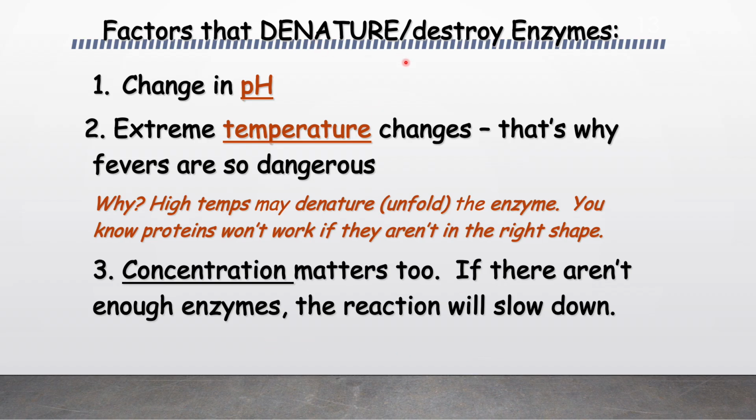So when you say denature an enzyme, you're destroying the enzyme. The shape of that enzyme is going to change. If you have a change in pH or a change in temperature, enzymes have to work at a specific pH or a specific temperature range for each different enzyme. It's not the same pH range for every single enzyme or the same temperature range. But when you look at a specific enzyme, you have to know the specific pH range and the specific temperature range.